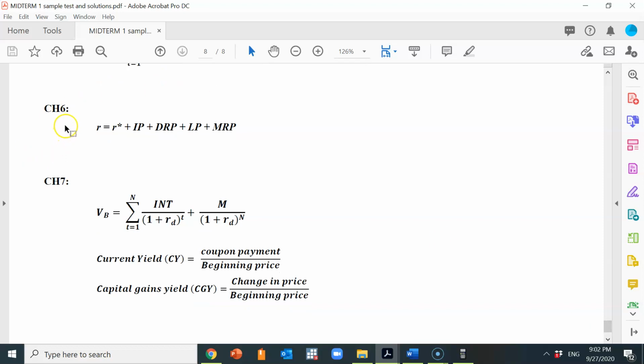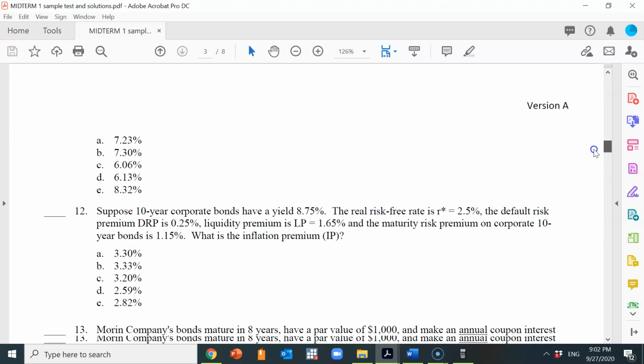If you look at the overall comprehensive formula for Chapter 6, interest rate of a bond equals real risk-free rate R star plus inflation premium plus default risk premium plus liquidity premium plus MRP, maturity risk premium. Because this is a 1-year Treasury bond, we do not have DRP or LP because this is a Treasury bond. We also do not have MRP because this is a short-term 1-year bond. So we end up with just R equals R star plus IP. And we already know R star and IP in this question.